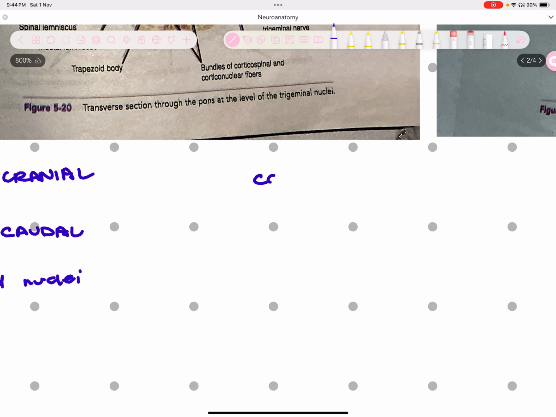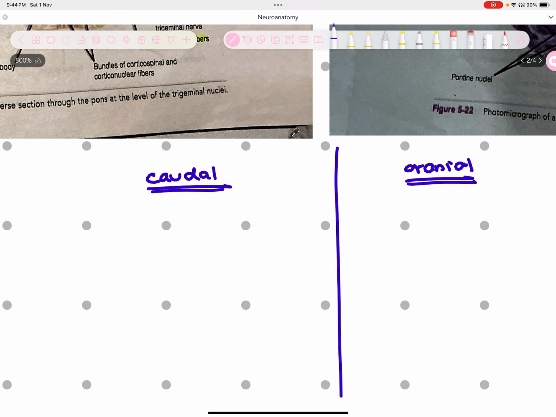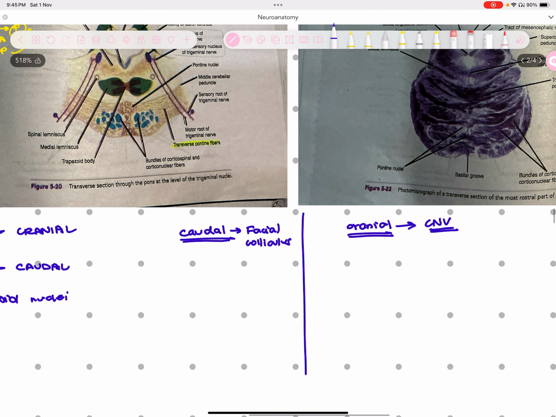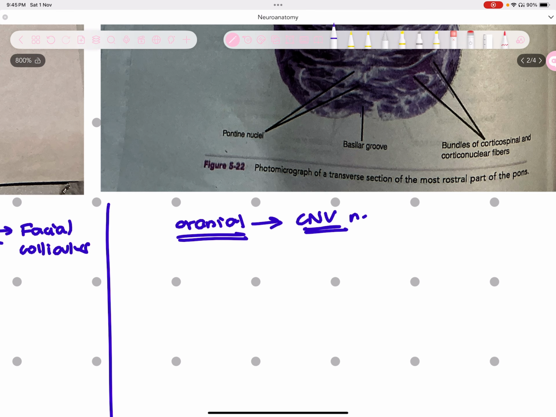First of all, I'll write the caudal first so that you guys do not get confused, because we studied caudal first and then the cranial, because that's the way they are written in the book. So caudal and cranial. Just for clarification, caudal is at the level of the facial colliculus, and the cranial is at the level of the fifth cranial nerve, which is the trigeminal nerve, at the level of the cranial nerve nucleus.